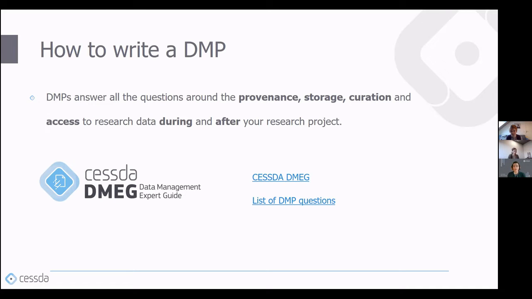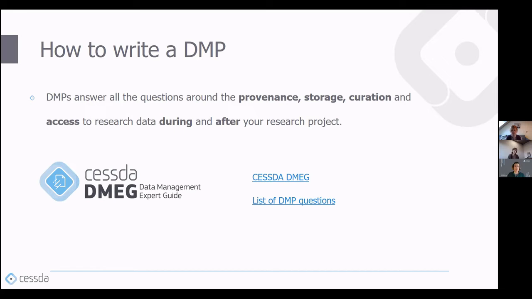And in order to systematize this, the CESSDA Data Management Expert Guide is structured in different chapters, and each of the chapters has a list of DMP questions. So if you are tasked with writing a data management plan for your upcoming research project or for the upcoming proposal writing season, you can go through the list of DMP questions that I have linked here. That document will also go up on Zenodo. We'll have to link to it. There's a list of questions that if you answer them in your DMP, you can structure your data management plan around these questions.